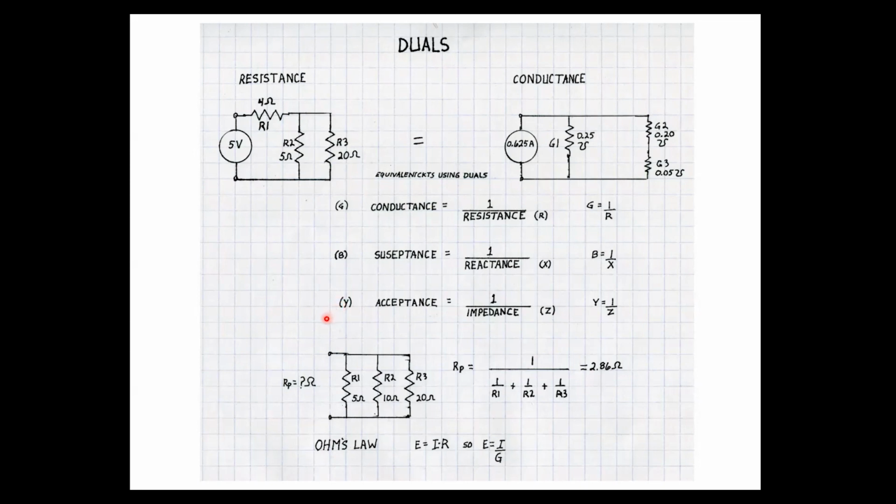But I want to talk about how you do some of this. Notice that all of these are reciprocals. So one of the things we're going to have to learn is how to take the reciprocal of 50 plus J0, or 32.5 minus J30, which is what we calculated we had out at the antenna. I'm going to need to be able to take the reciprocal of that.